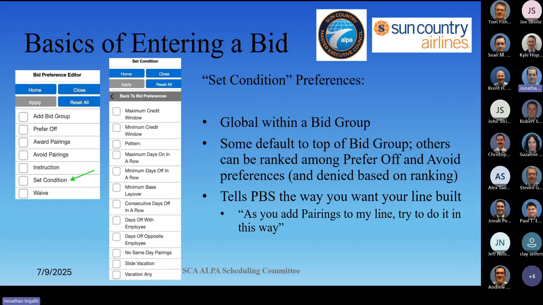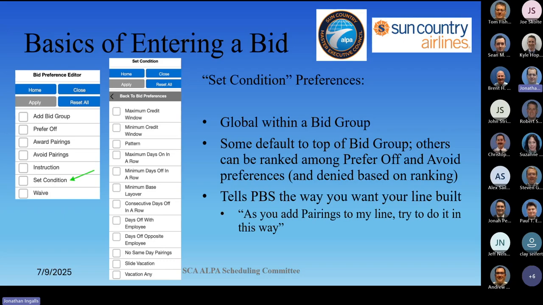Set condition is pretty much saying to PBS, once you start building my line, this is the way I want you to do it. They're global rules that you're asking the system to follow. My favorite set condition here, if you look at that list, is the third one down called pattern. That's saying I want to work between 3 to 5 days in a row, and I want at least 4 days off between every work block. I'm setting that pattern of work cadence that I like. I don't want just scattered day on, day off.